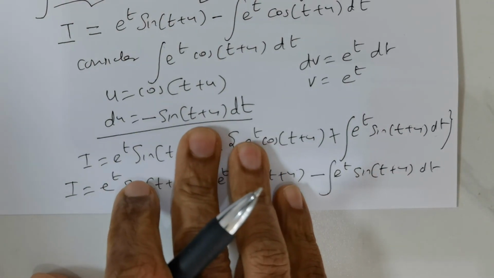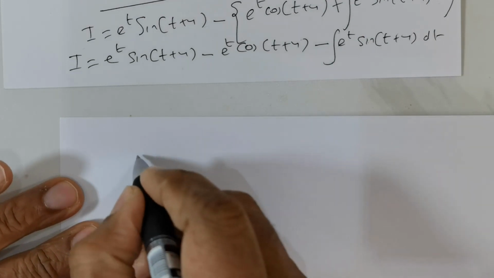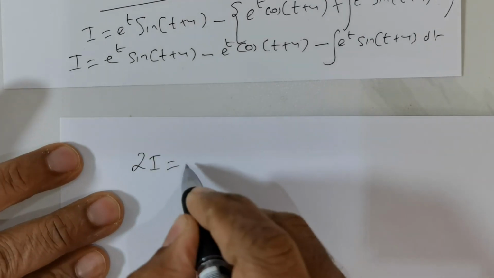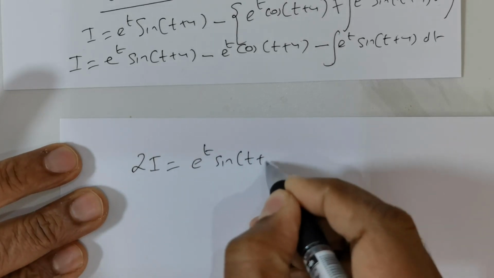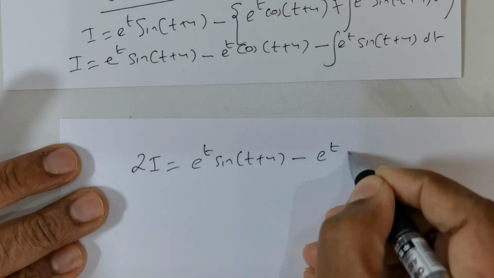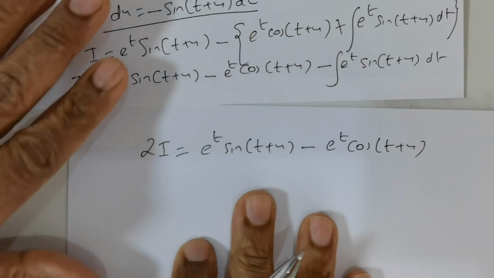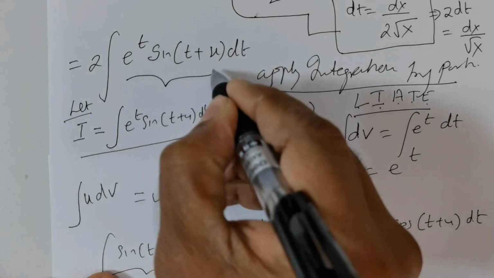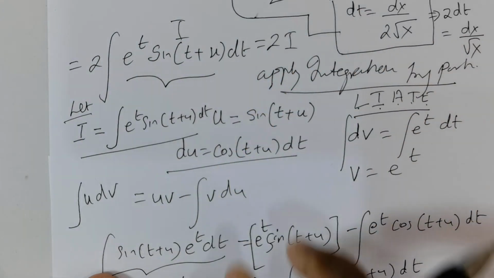So let me use the next sheet of paper. So this is going to be 2 times I. 2 times I is equal to e raised to the power of t sine of t plus u, negative e raised to the power of t cos of t plus u, right? So 2 times I is got. Now go back here. Now what is this? This entire thing is I. So you have here 2 times I. So take that value and substitute it here.